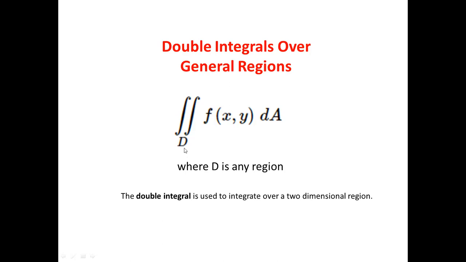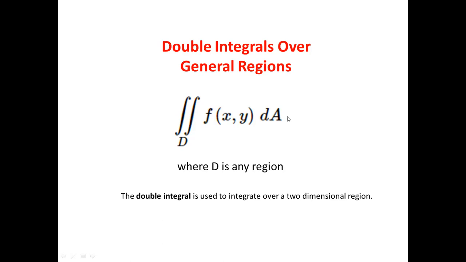Now this D region, of course, has to be specified as to what boundaries it has. For example, how is it bounded on the x-axis? How is it bounded on the y-axis? That's very important. But nonetheless, just for a simple way of writing the two sets of limits here, we just write the D. But the D represents the boundary of the region whose area we want to determine. So the double integral is used to integrate over a two-dimensional region only, and since it's a two-dimensional region, we are concerned with the area of that particular region.